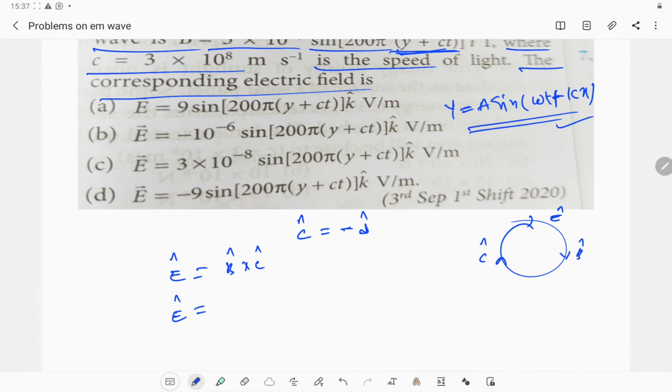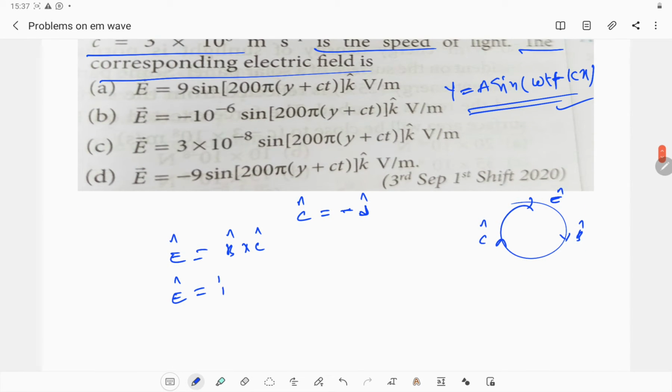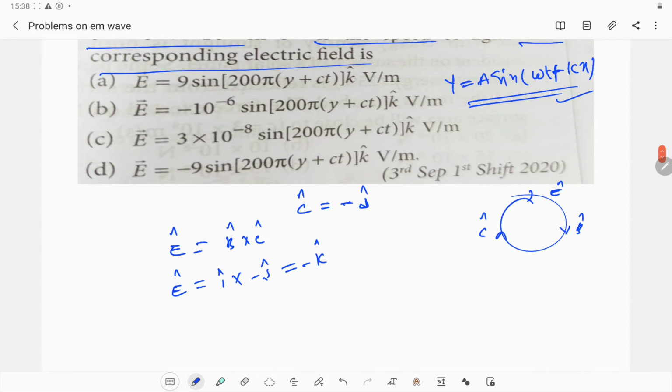E cap is equal to B cap, whose direction is given as i cap, cross C cap, which is minus j cap. i cap cross j cap is k cap. Therefore this is minus k cap. E cap is equal to minus k cap. But here C is equal to E naught by B naught. Therefore E naught is equal to C into B naught. C is 3 into 10 to the power of 8.